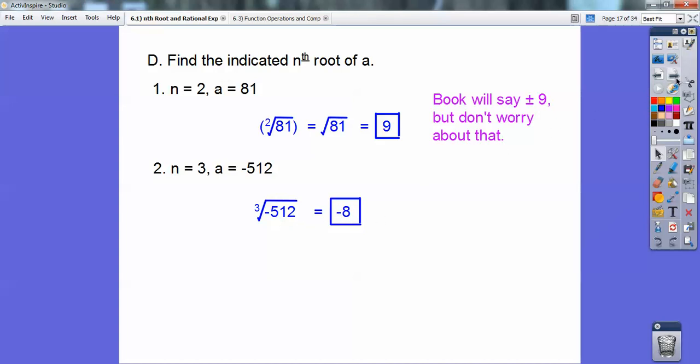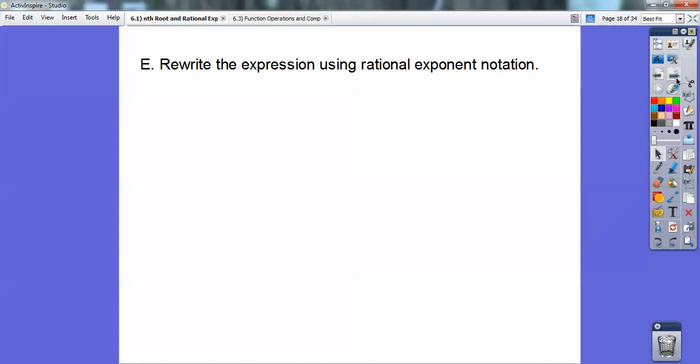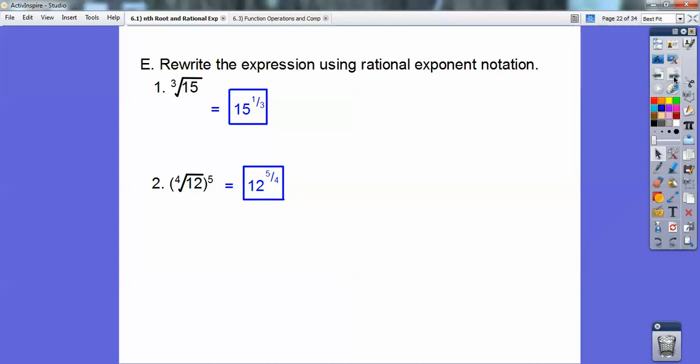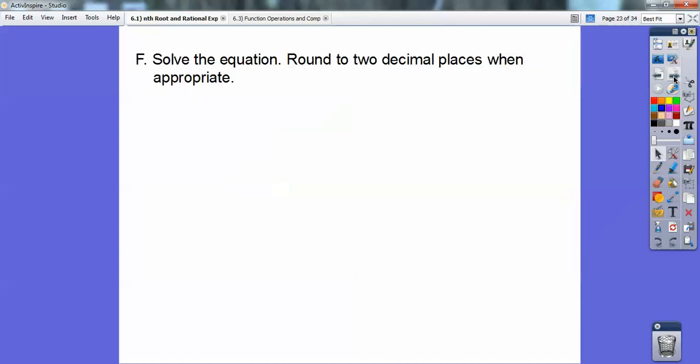Okay. So rewrite the expression using rational exponent notation. So here, the cube root of 15, remember 15, if it doesn't have an exponent, it's understood to be a little 1 right there. So this is going to be 15 to the 1/3 power. Okay? All right, how about this one? Okay, so the 4th root of 12 to the 5th power. This is going to be 12 to the 5/4 power. Okay, it's so easy, it's kind of embarrassing, isn't it? I know you guys are thinking, I wish your whole homework was like that. It's not, of course not.